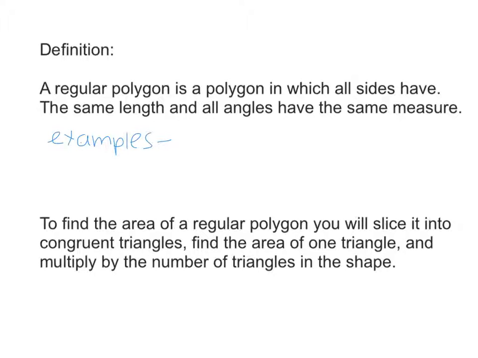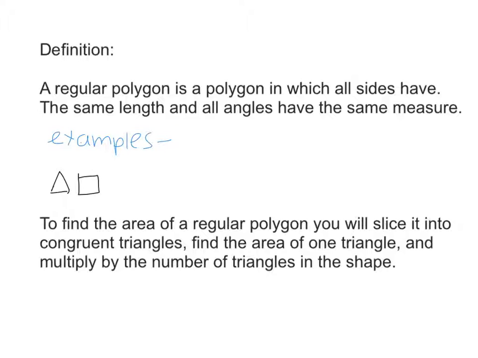So today's definition is, what is a regular polygon? A regular polygon is a polygon. Poly means more than one, in which all sides have the same length and all angles have the same measure. So a polygon is a shape with more than one side, which makes sense, right? Examples are triangles, squares.